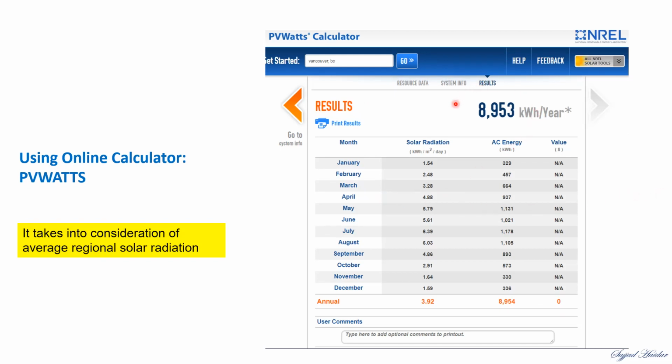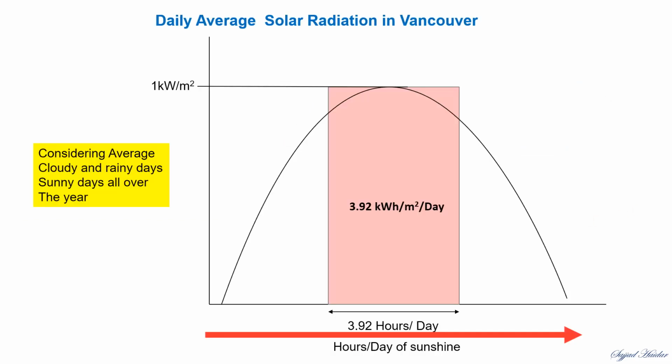You can see that over the year, we can get a maximum of 8,995.3 kilowatt hours. So this is the maximum energy we can get from our 20-panel solar system. It also tells us the average daily sunshine hours, that is 3.92 kilowatt hour per meter square per day.